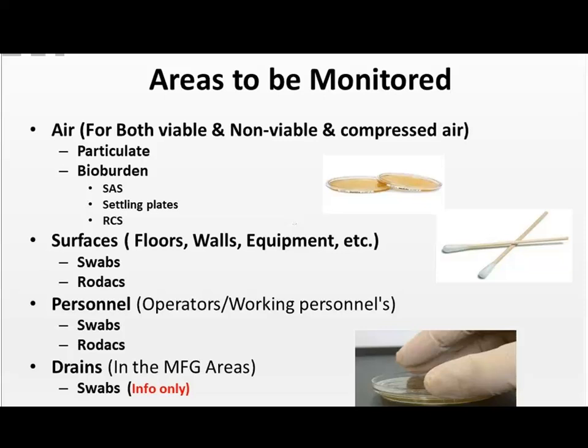Anywhere that is not a smooth, flat surface, we'll use swabs for monitoring. Rodax are typically used on walls or flat surfaces, where we stick the plate on, as you see in the slide, and then pull that plate right off, and any bacteria will adhere to the media on that plate. Personnel monitoring we also do with swabs and Rodax. We typically use Rodax on the shoulders or somewhere on the body that is easy to place flat. And we're going to talk about each one of these in just a moment.